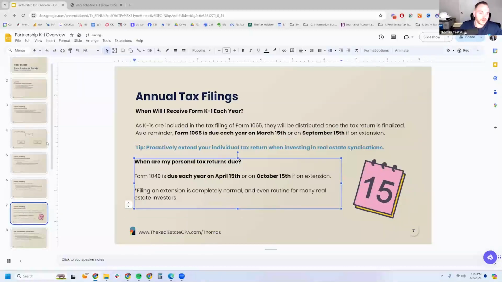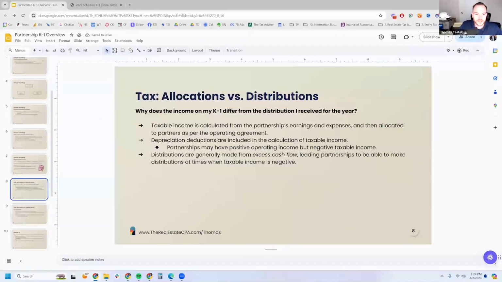I just realized there's a typo here. So that's a little bit about your individual tax returns and how that plays in.